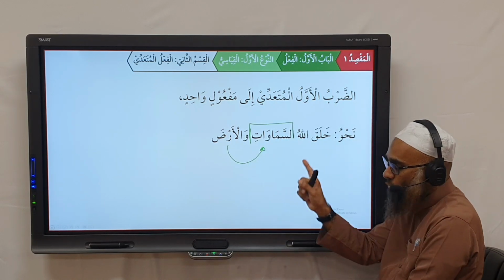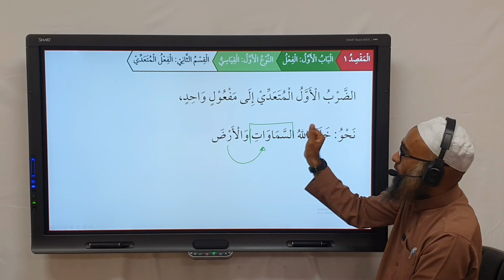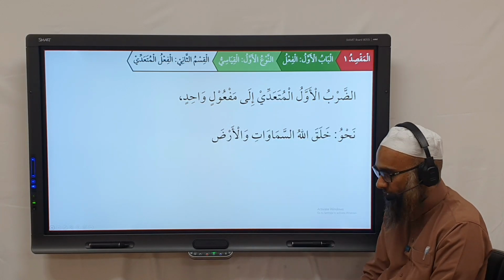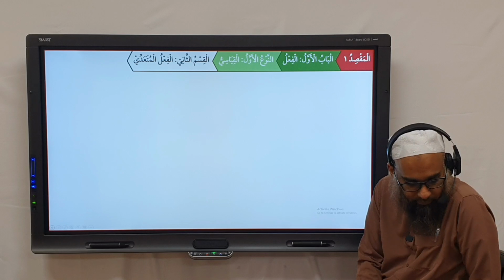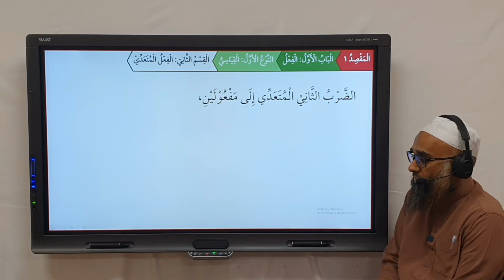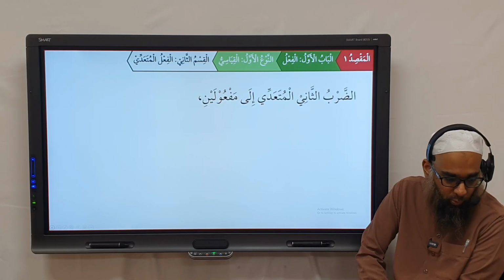So even though it has 2 parts, don't think it's 2 maf'uls. That's why this example is brought particularly. Understood? Okay. Ad-darb al-thani al-muta'addi ila maf'ulain.